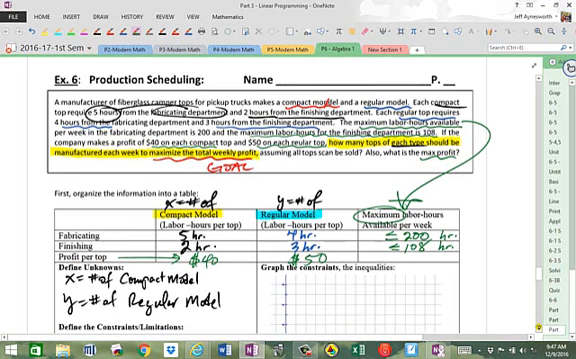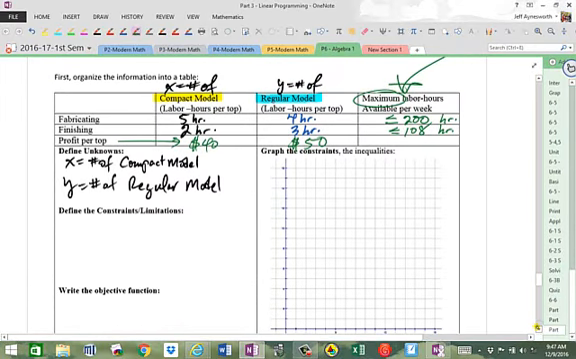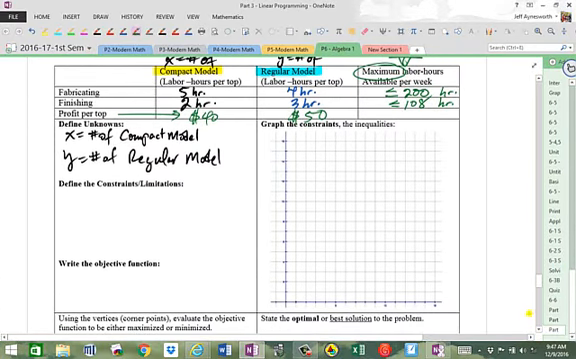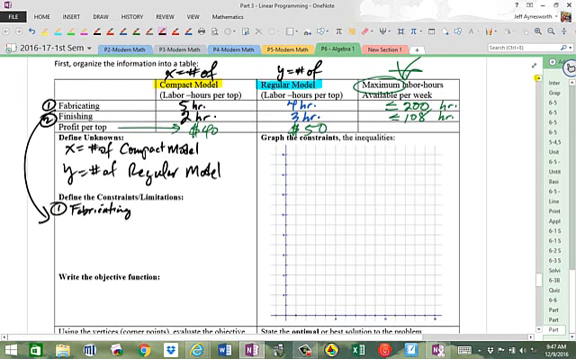Now because there's a maximum labor hours for the fabricating and the finishing, these become the constraints. So we got a constraint here and a constraint here. The first one is your fabricating constraint. It takes 5 hours for each compact model, so you multiply the number of hours for each compact model by how many you're making. So I see 5 times x plus 4 times y, and that's got to be less than or equal to 200 total hours because it says maximum. You can't go over that.